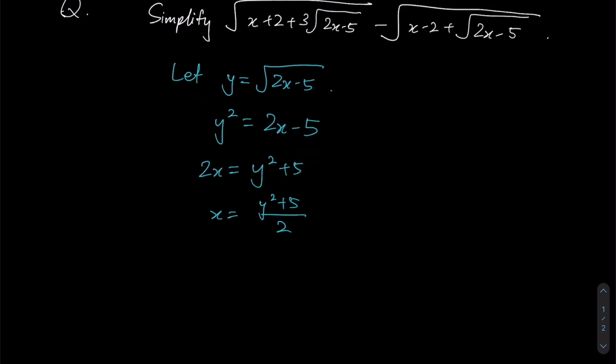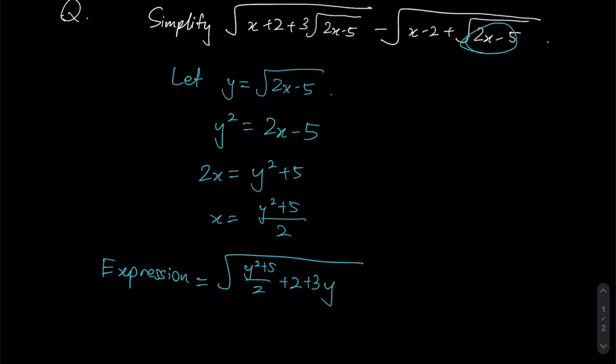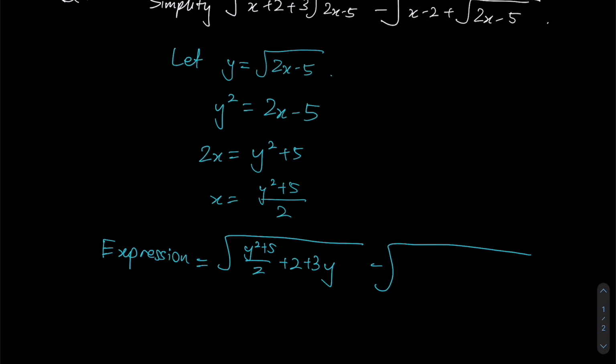Now that we can express the root of 2x minus 5 as y, and x in terms of y, we are ready to make these substitutions into the question. Therefore, our original expression now becomes the square root of, remember instead of x, we are now writing y squared plus 5 over 2, plus 2, plus 3 times just y. Both of these can now be replaced with y simply just like that. So in my right hand surd, I would have y squared plus 5 over 2 again, minus 2, plus y.